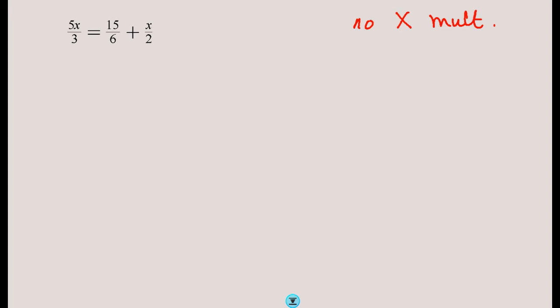And again, this magical number is the lowest common multiple of 3, 6, and 2, which is obviously 6. So when you multiply both sides by 6, you get 5x divided by 3 times 6. The 3 cancels out with the 6, and you're left with a 2. 2 times 5x. I'm just writing this in detail. You can write 10x immediately.